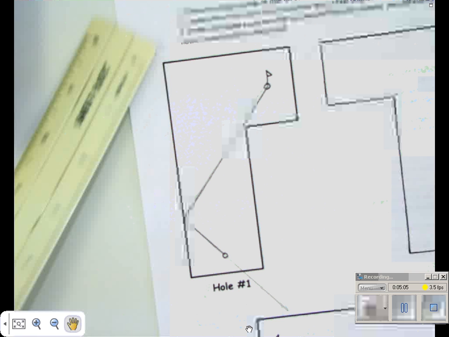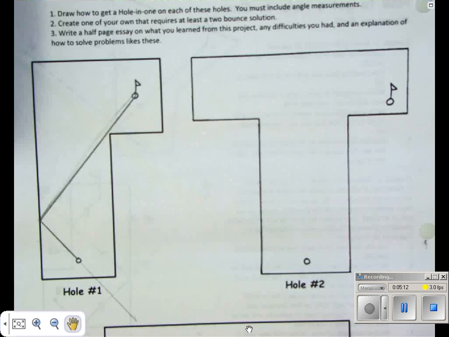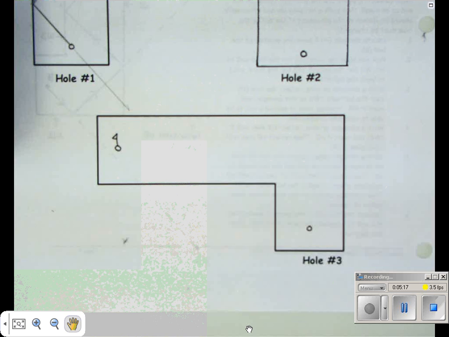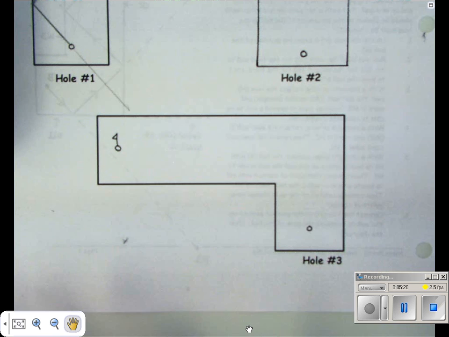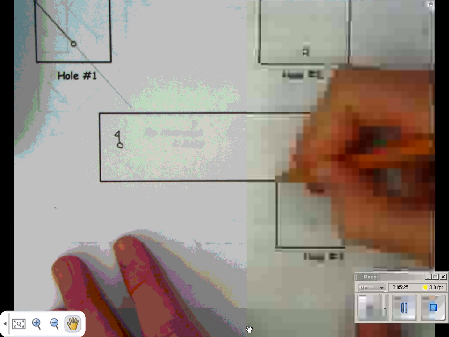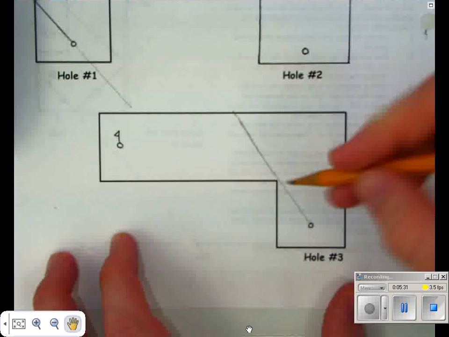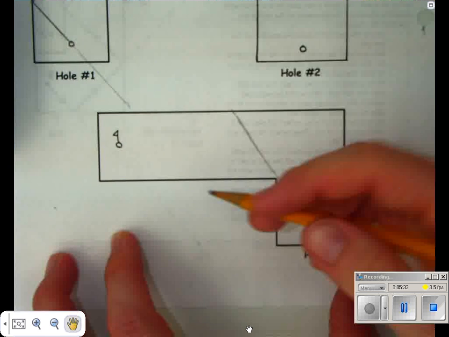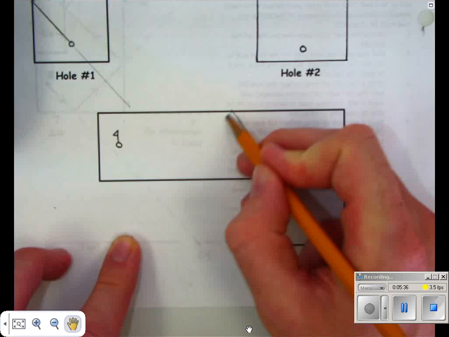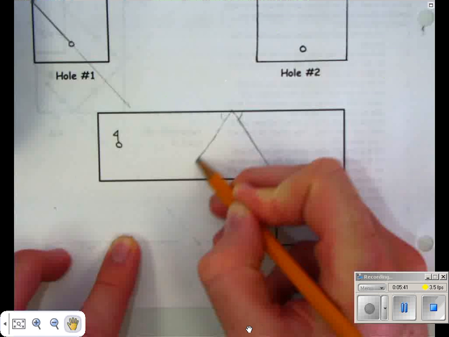Let me do just one more so you get an idea. Let me do this one down here. This one's a little more challenging. This one's designed so that you can't make a one bounce solution. There's no way that I can hit the ball this way so that I get a one bounce answer, and I couldn't even hit this way and get an answer. So it's going to be at least two bounces. Angle of incidence, the same as angle of reflection. I'm just sketching it out the first time until I think I have something close.